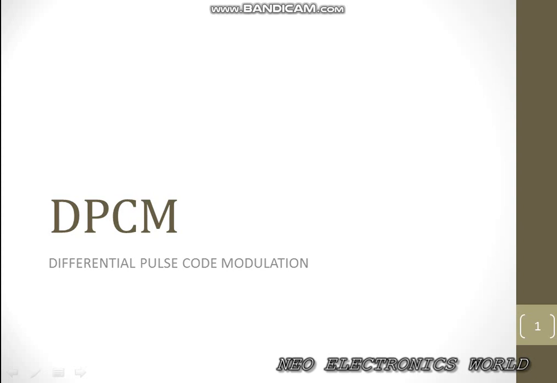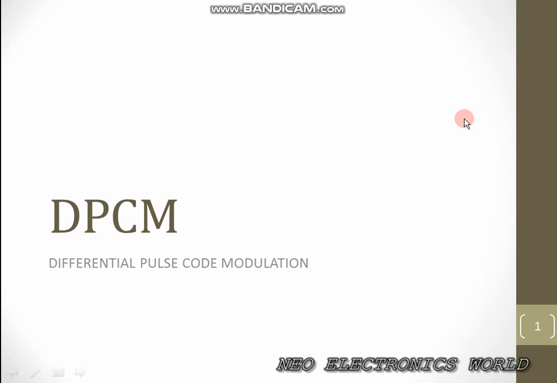Today we are going to discuss DPCM, that is differential pulse code modulation. Do you know what a PCM is? In PCM we have many steps, that is sampling, quantization and encoding. In DPCM also we can see all these steps. Along with that there will be a prediction filter too. Okay.